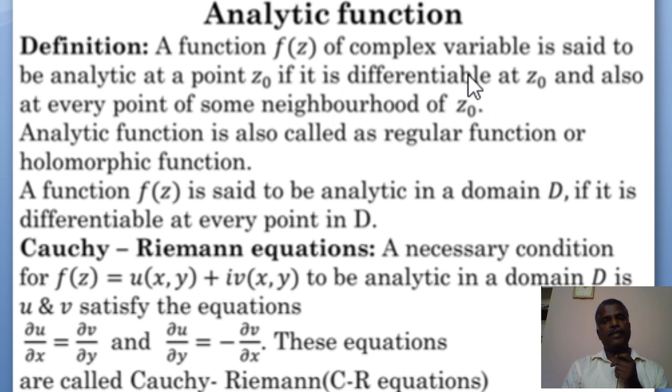Neighborhood means the points around z naught, less than, greater than. All the values that lie around z naught are called the neighborhood of z naught. So analytic means it is differentiable not only at z naught. In the case of real functions, we define only differentiability, not the analytic condition. So here in complex functions, we can define an analytic function as differentiability at z naught and also in the neighborhood of z naught.